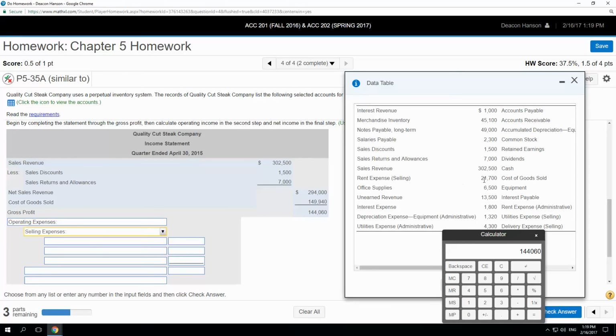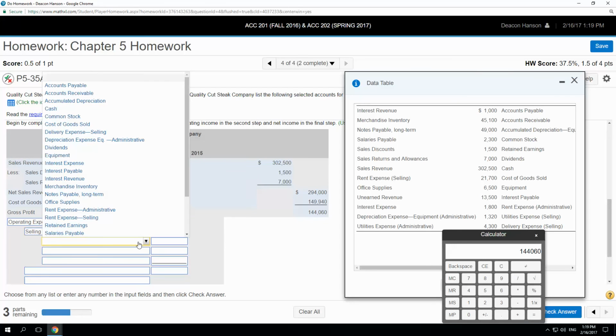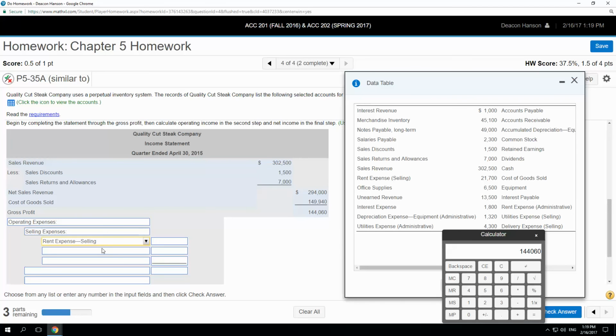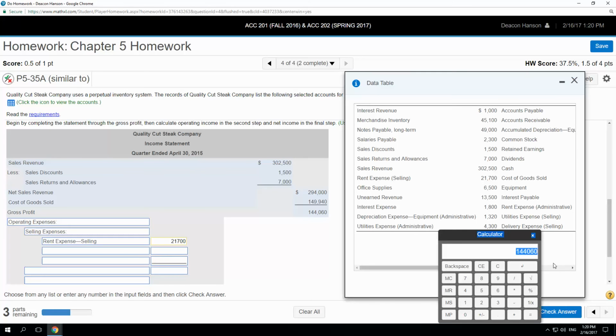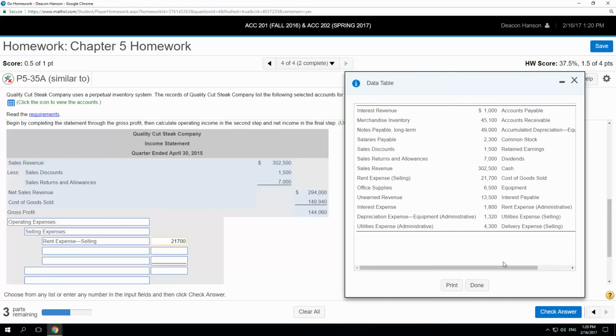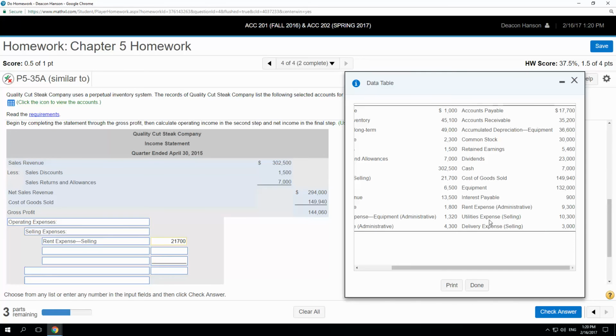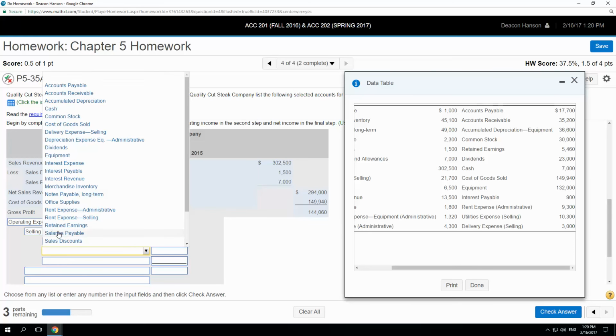So the first one is rent expense. That's selling. Make sure you get the selling one, right? And that's going to be 21,700. Now the next selling expense, I don't think it happens until way over here at the bottom of the second column. See here? So utilities expense.